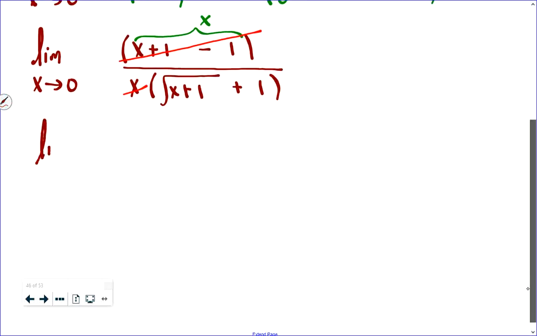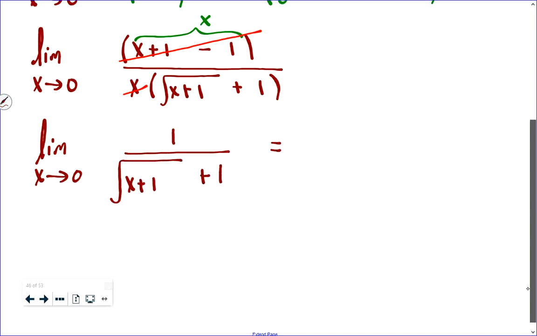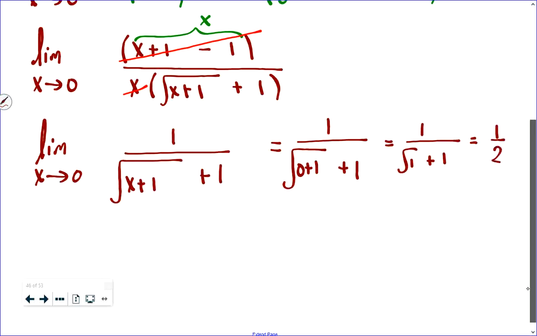And we're left with the limit as x approaches 0 of 1 over the square root of x plus 1, plus 1. We can go ahead and fire in that 0 now and get 1 over root 0 plus 1, which is 1 over root 1 plus 1, which is 1/2. The square root of 1 is 1, plus the other one is 2, so we get 1/2.